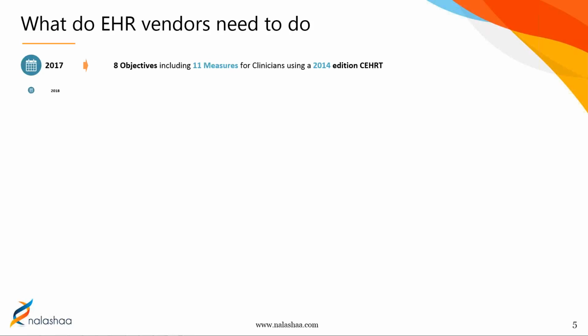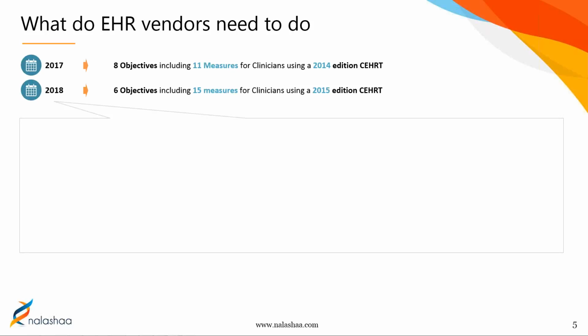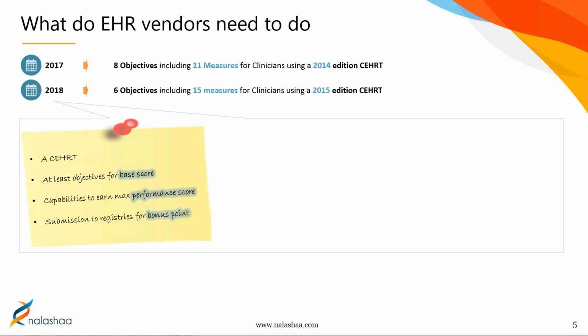What's in 2018? So 2018, the clinicians need to mandatorily report for the 2015 edition of Certified EHR, which includes 8 objectives and 15 measures. So let us go and see what's there in 2018. To get the 2015 edition certified EHR, we have a quick pin over here, which tells us what the mandatory components are for the EHRs for the clinicians to report.